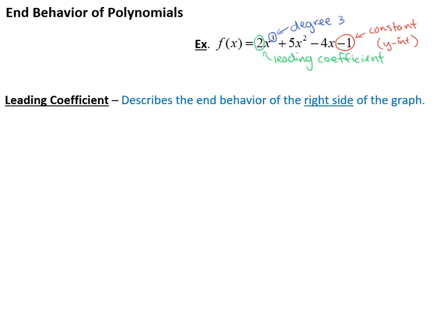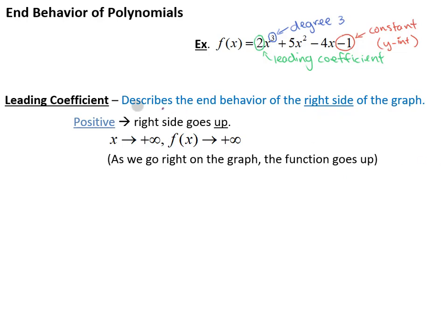So to reiterate what we talked about here, the leading coefficient describes the very end behavior, so as we go very far to the right-hand side of my graph. Specifically, if my leading coefficient is positive, the right-hand side of my graph will go up. I don't know what's happening on the left. It could be going down. It might also be going up. I don't know, but I know the right-hand side is going up.